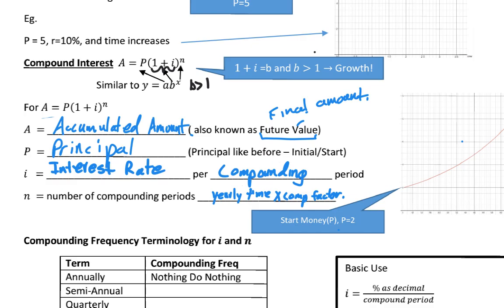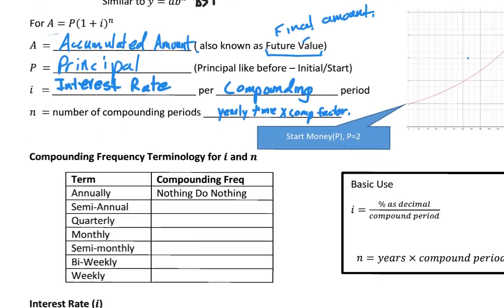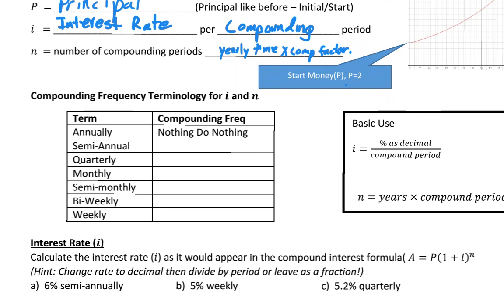Now, let's go on to the compounding frequency terminology for i and n. When something is compounding annually, we do nothing to that number. We leave the rate alone, or we leave the number of compounding periods, the n value, alone. Semi-annual means the information compounds twice over an entire year. If it's quarterly, it's 4. If it's monthly, there are 12 times.